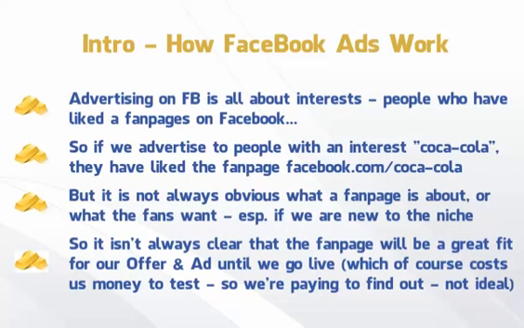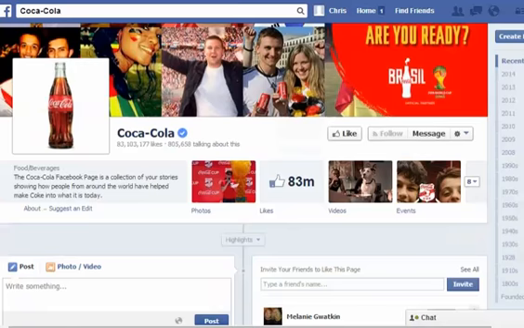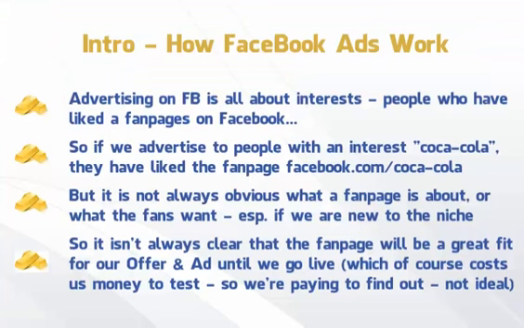Well, Facebook advertising is really all about interest. It's about advertising and targeting people who've liked particular fan pages on Facebook. So the idea is if we advertise to people with an interest, let's say Coca-Cola, then that means that they have liked the fan page for that particular product for Coca-Cola, which is this one here. Now, Facebook also includes people who've commented about Coca-Cola on other pages, but predominantly, if we target a particular interest, it's because people have liked a particular fan page. So we're basically, with Facebook ads, going to be targeting people who've liked fan pages.